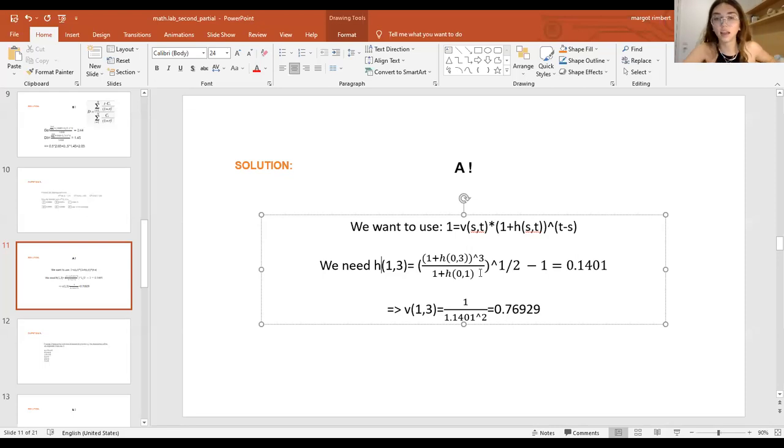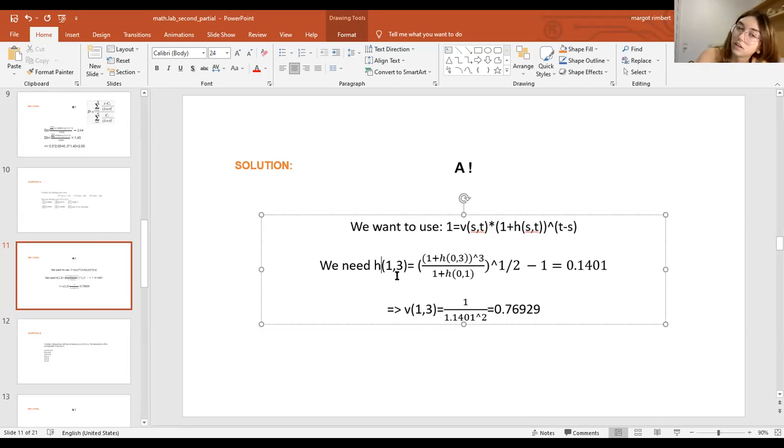So basically you're going to get H13 this way. You just use this formula. It's 1 plus H03 to the power 3, divided by 1 plus H01 to the power 1. And out of this, you take the square root and you minus 1. In the actual formula, you take the power 1 over t minus s. So here, power 1 over 3 minus 1, so 1 over 2. It's just plugging in the formula, and you end up with H from 1 to 3 equal to 0.1401.